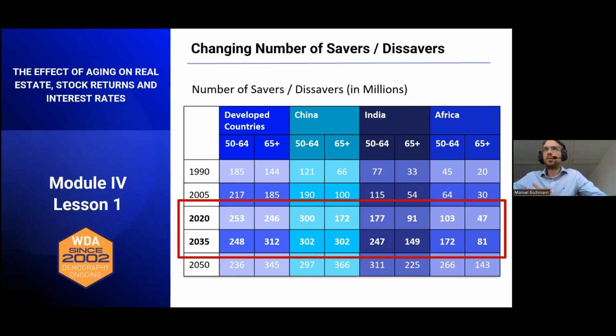Today, we have roughly 250 million savers and 250 million savers, more or less, in the developed countries. So this includes Europe, this includes North America, Japan, Australia, and New Zealand.